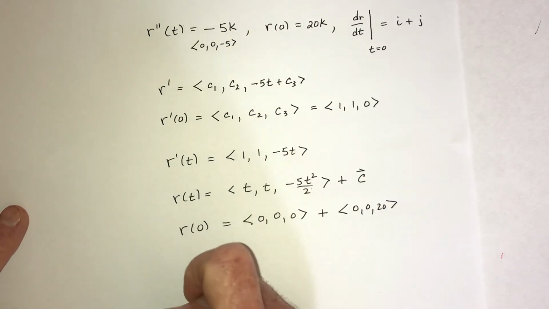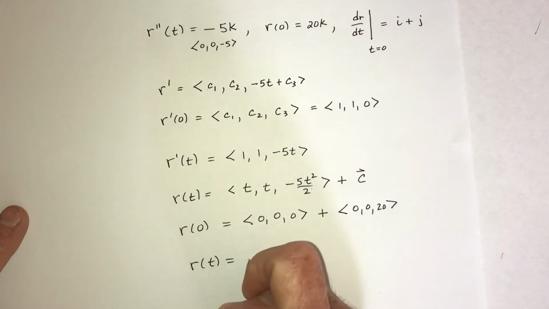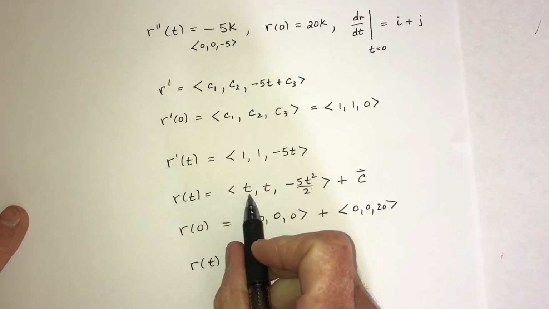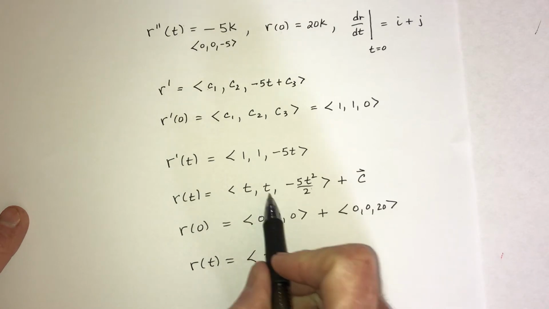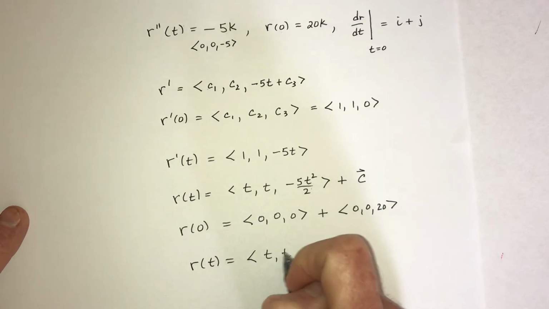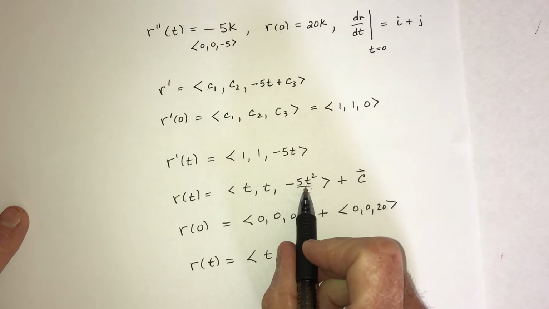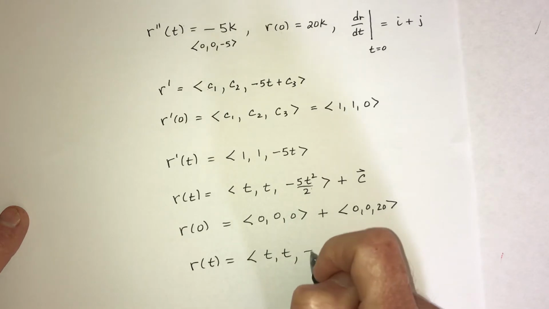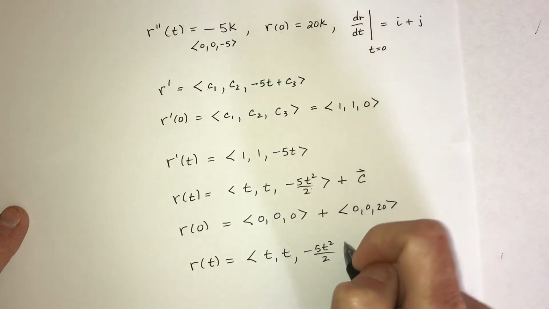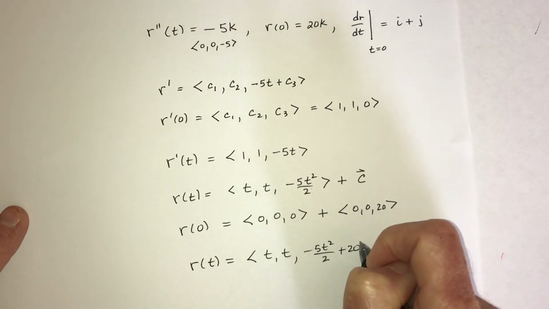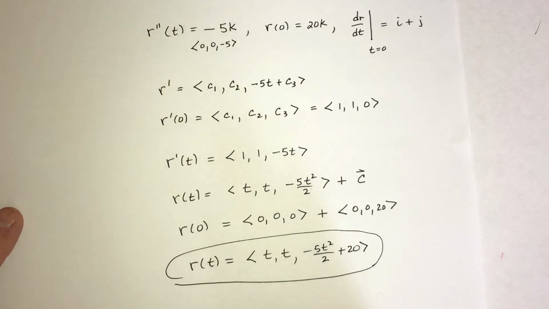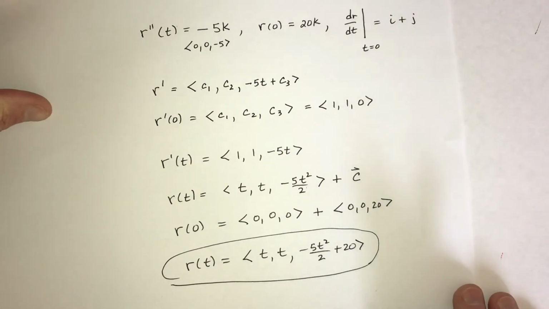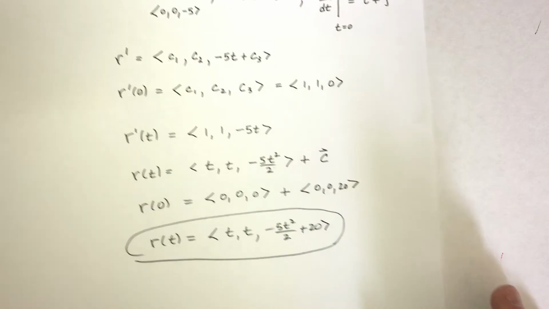So finally, my answer is, this would be t, and then the constant 0. This one is also t and the constant 0. And then this one is negative 5t squared over 2 and the constant 20. And that is the final answer for that one.